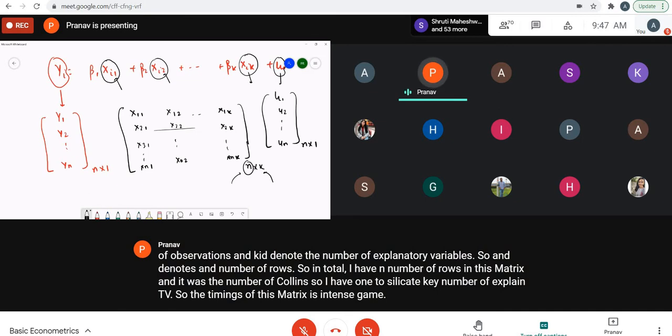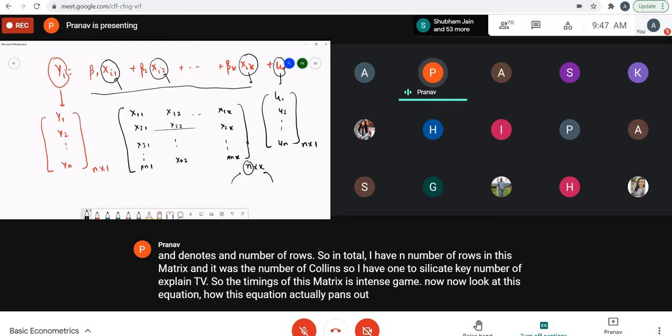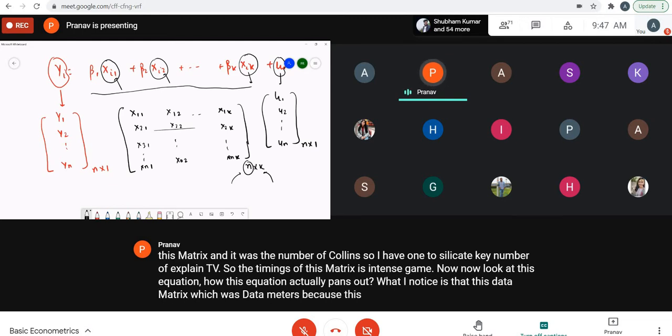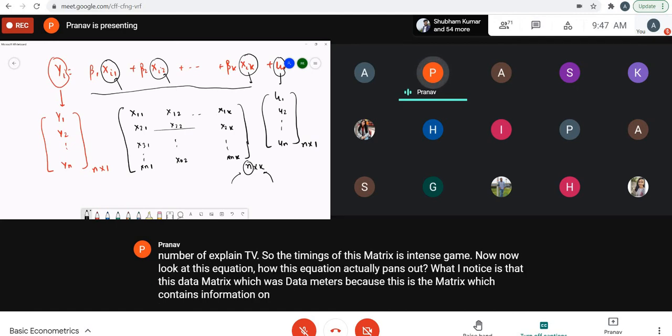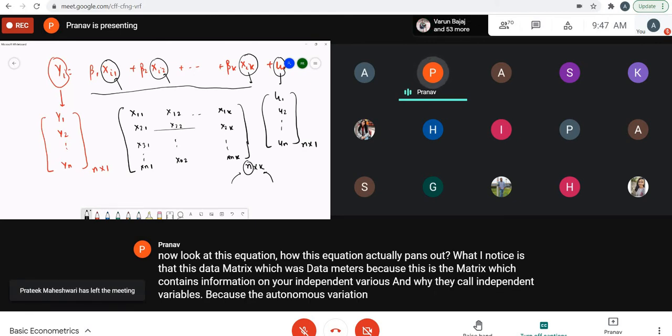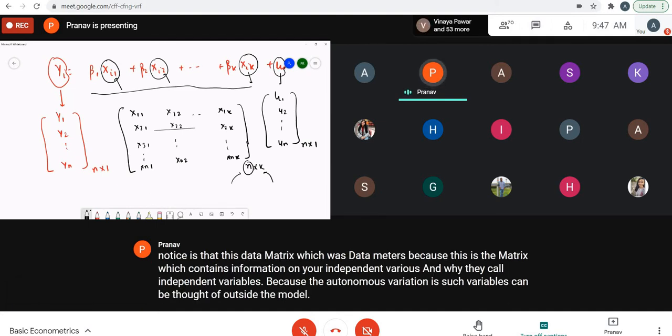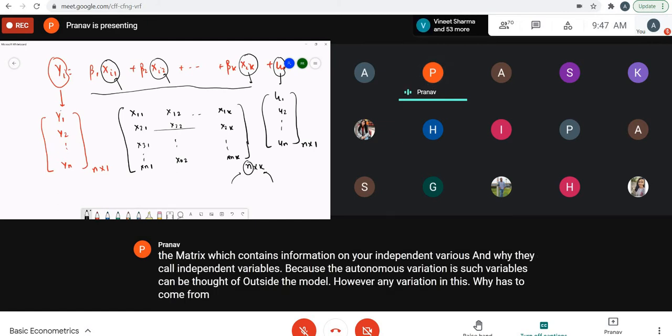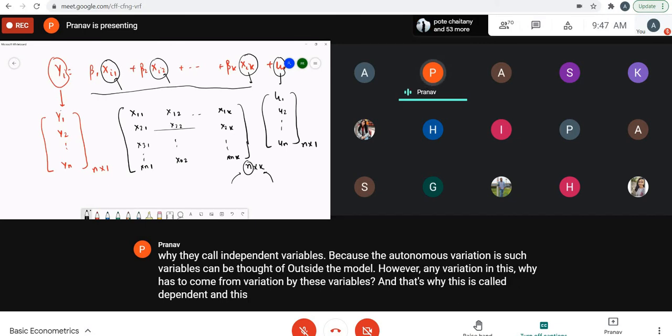Now look at this equation, how it actually pans out. What I notice is that this matrix is also called the data matrix, because this is the matrix which contains information on your independent variables. And why are they called independent variables? Because the autonomous variation in such variables can be thought of as outside the model. However, any variation in this y has to come from variation in these variables, and that's why this is called dependent and these are called independent variables.